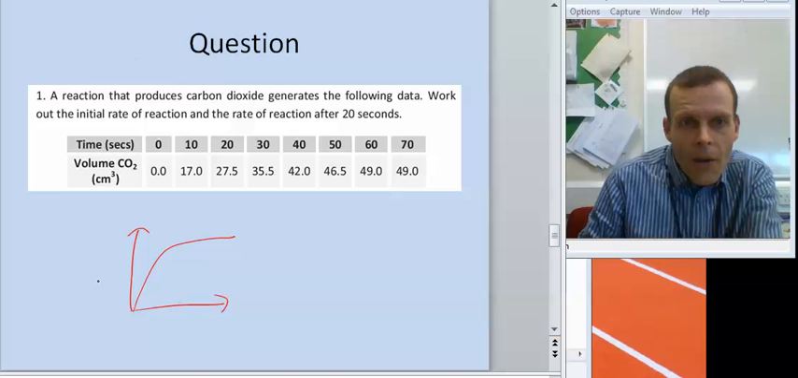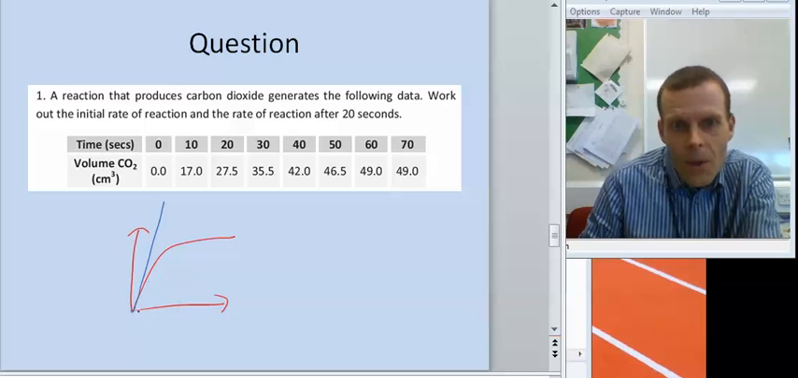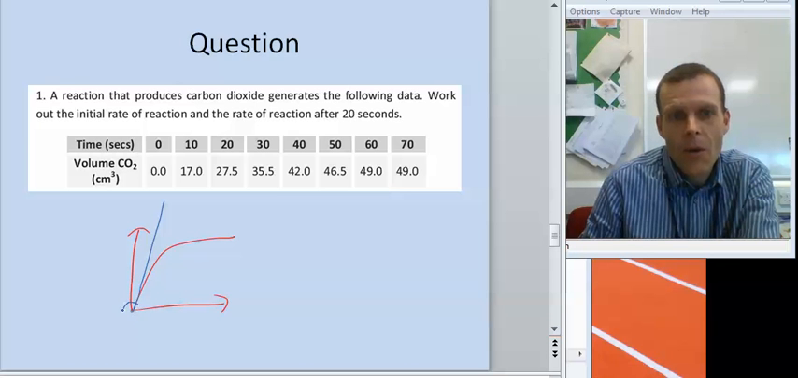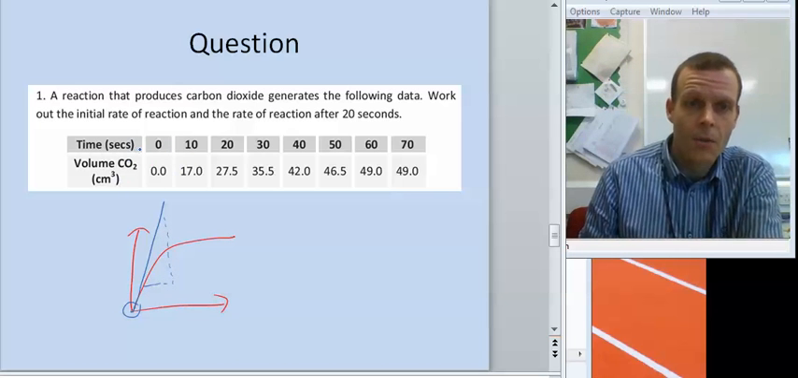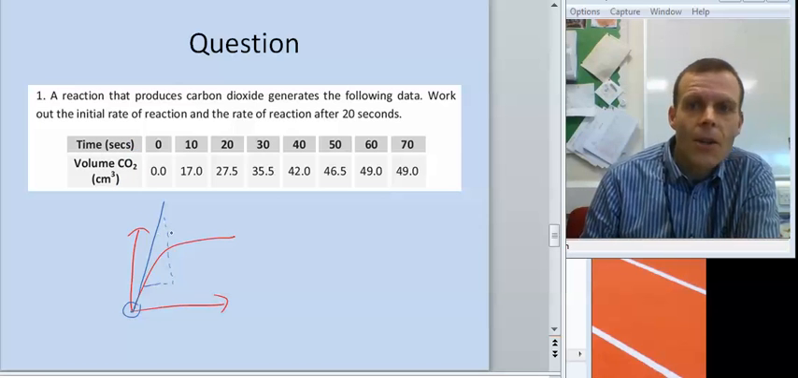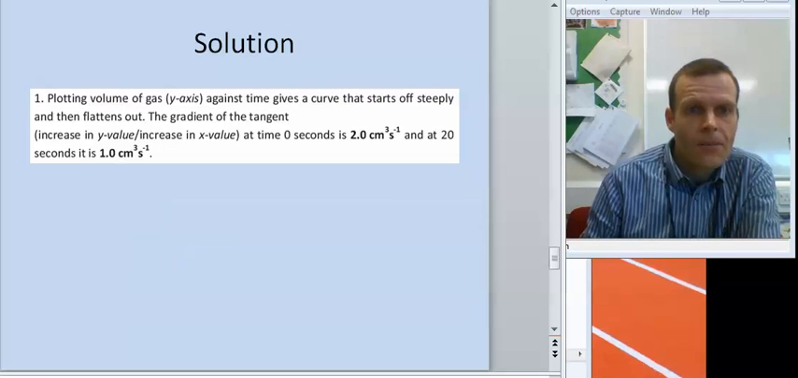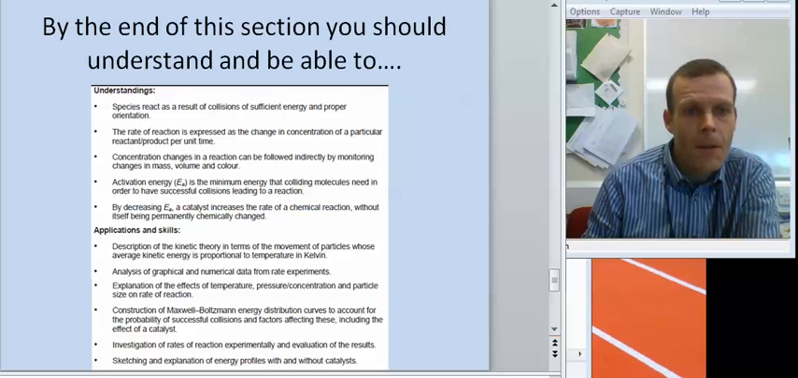So to work out that initial rate of reaction, we draw what's called a tangent. A tangent is a line which just touches at the point we're interested in. So it's just touching that initial value, and I'm going to work out my gradient of that: increase in y over increase in x. That's going to be in centimeters cubed per second, and that's going to be my initial rate. So there we go, you can see that being worked out there for you. Right, that's what we've covered.